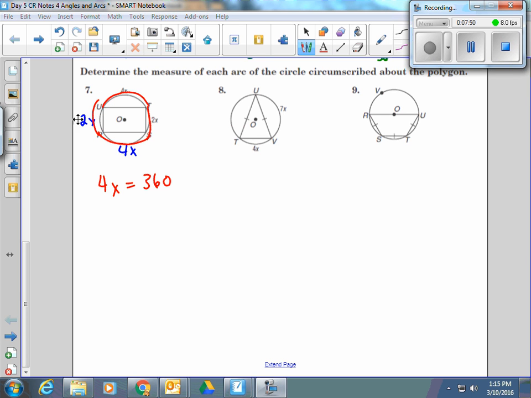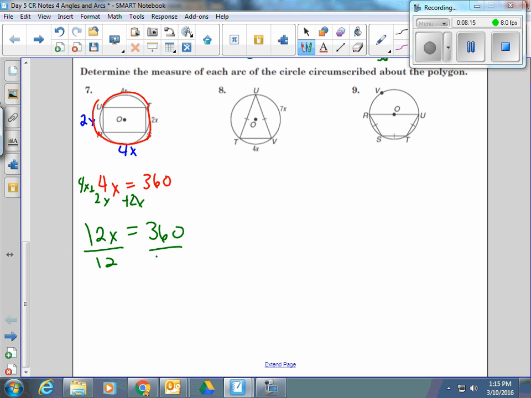Okay, so if I go all the way around, it's 360, and with these sides being the same, so then if I come back and say 4x plus 2x plus 4x plus 2x, right? What is that, 12 x's? That has to equal 360. And then what? Okay, divide by 12. So how big is x?